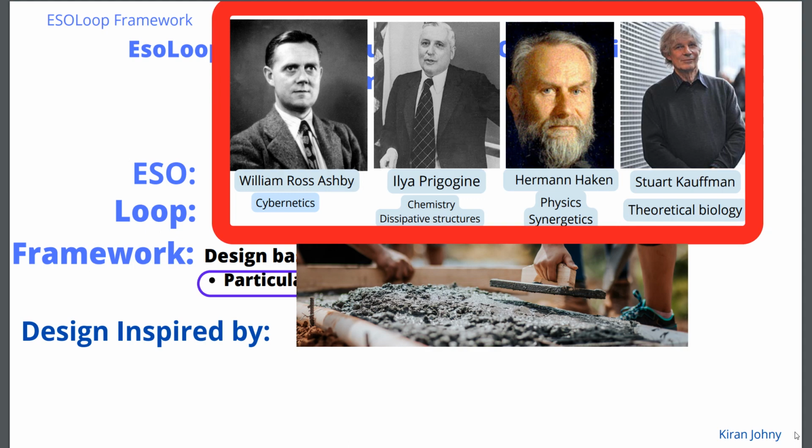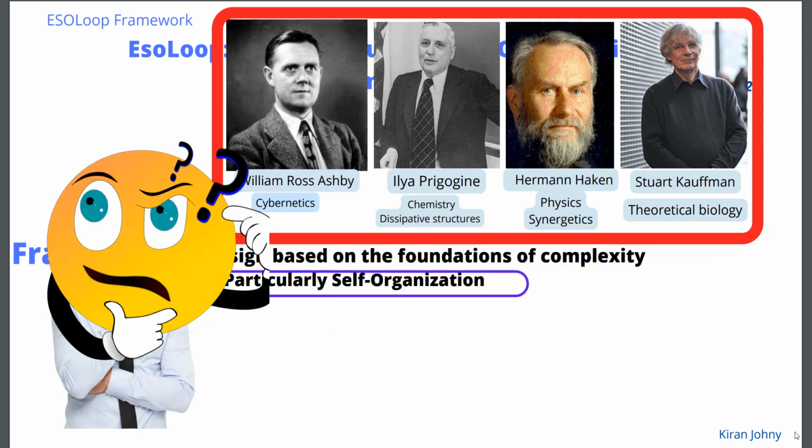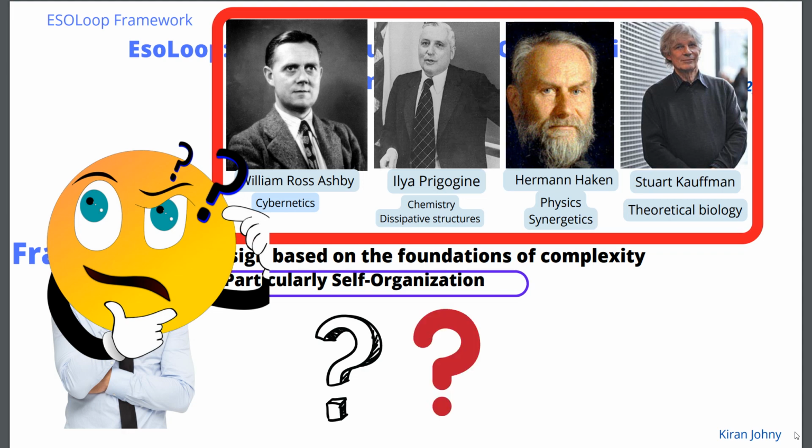The next important question is, where did I get the design inspiration from? The theoretical foundation is strong. It is natural science based. It is very well reputed among the scholarly community. But are there any successful approaches out there from which I got inspired for the design of the Eso-Loop framework? Is it even possible to design something based on self-organization theory? What is the evidence that self-organization theory-based design actually works? These are all very important questions.